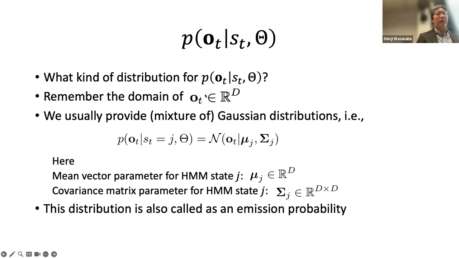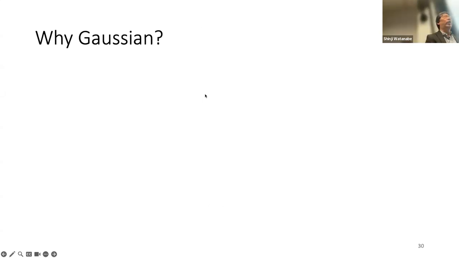And then one discussion is, why do we use Gaussian? We could actually use another distribution, right? We can use a gamma distribution. We can also use a Student's t distribution. We can use a Laplace distribution. There are many possible options for setting the distribution.